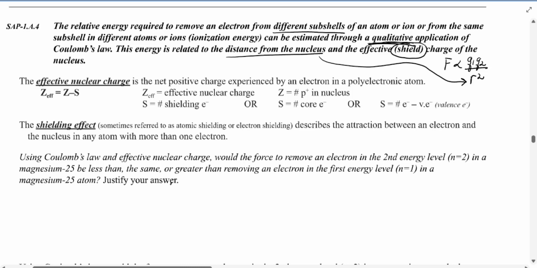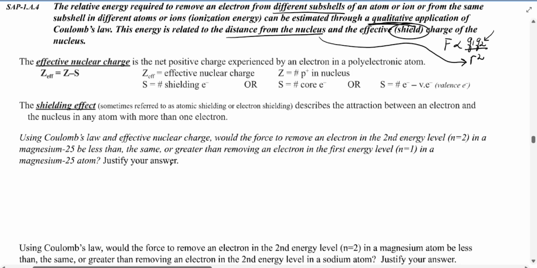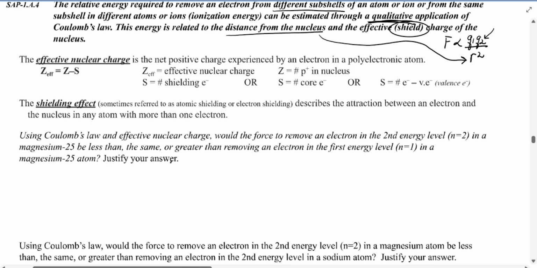And we have shielding here. Before, we were saying that one of these was our charge from the nucleus. Now we're talking about shielding electrons, so we're going to be a little more explicit. Effective nuclear charge, they do not give you this formula, so this is something you're going to have to remember, but this is how you would explain shielding electrons or effective charge, which is not the same thing as a nuclear charge. Effective nuclear charge is the net positive charge experienced by an electron in a polyelectronic atom.